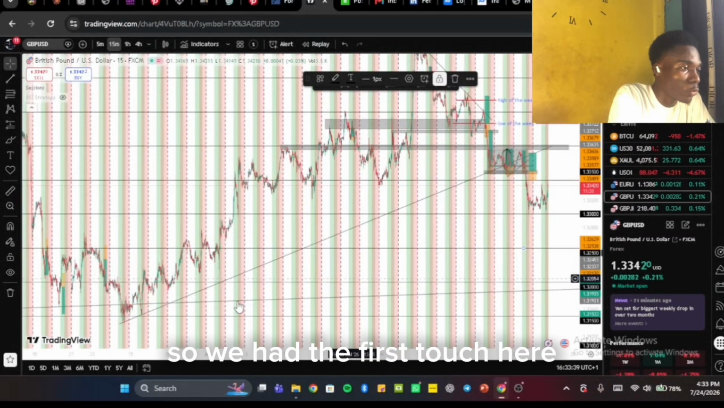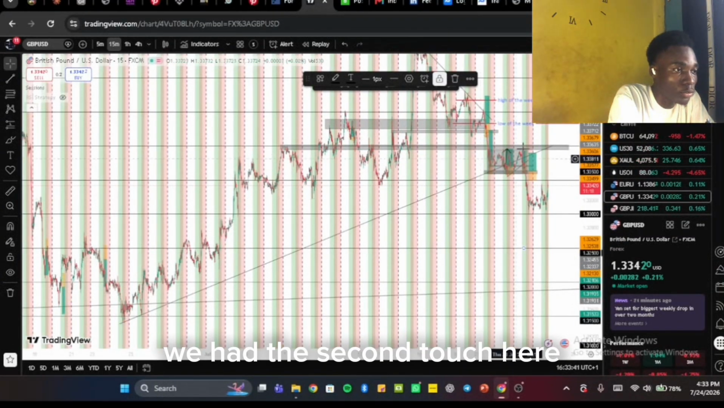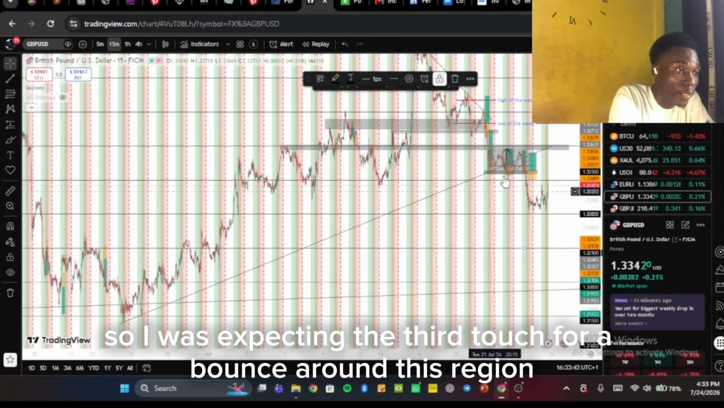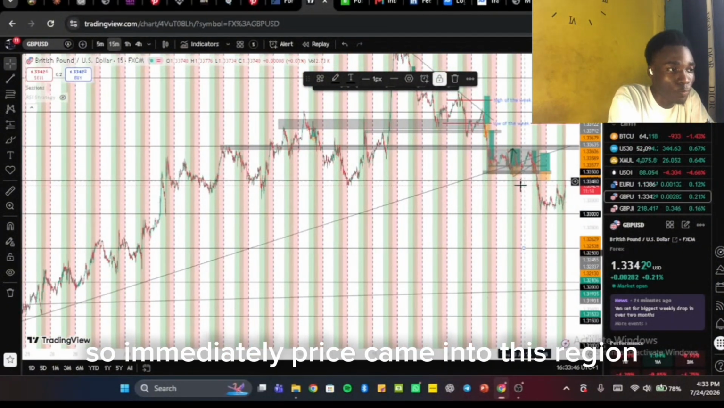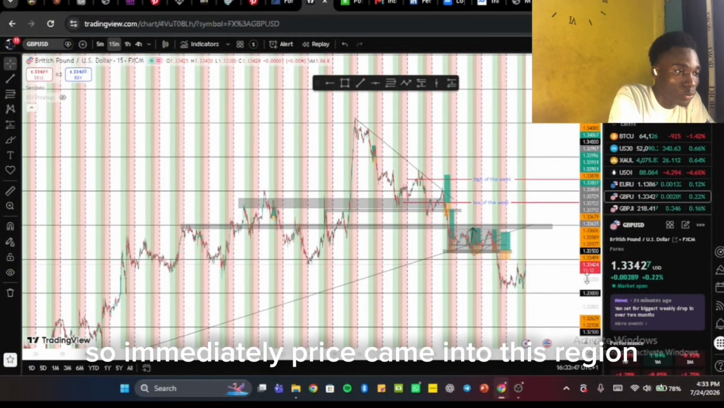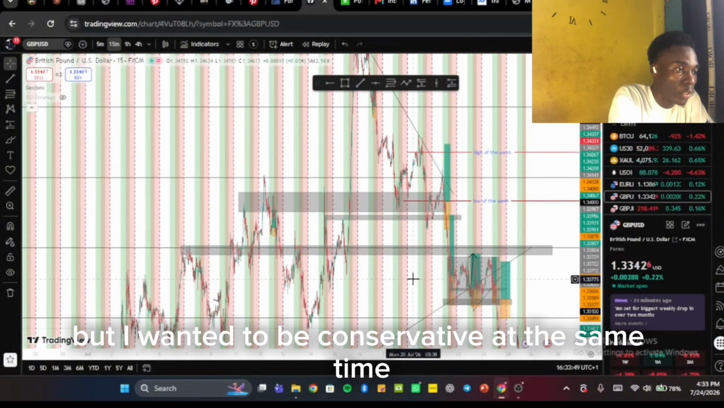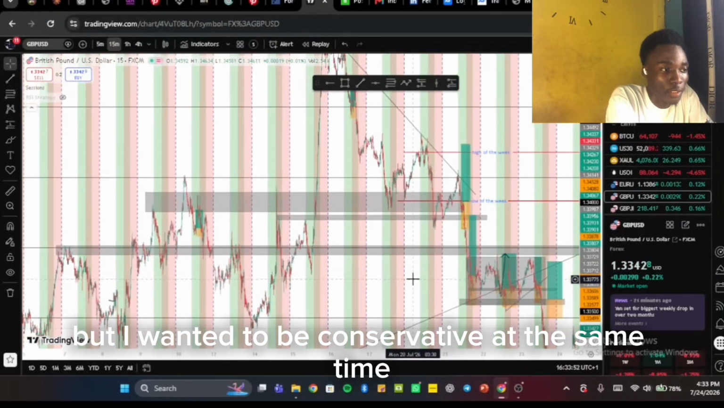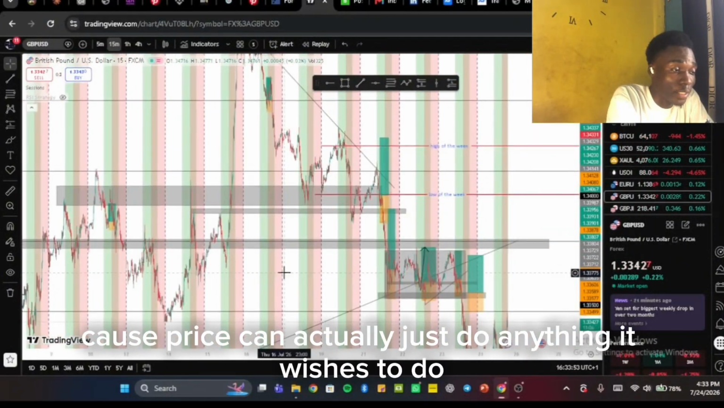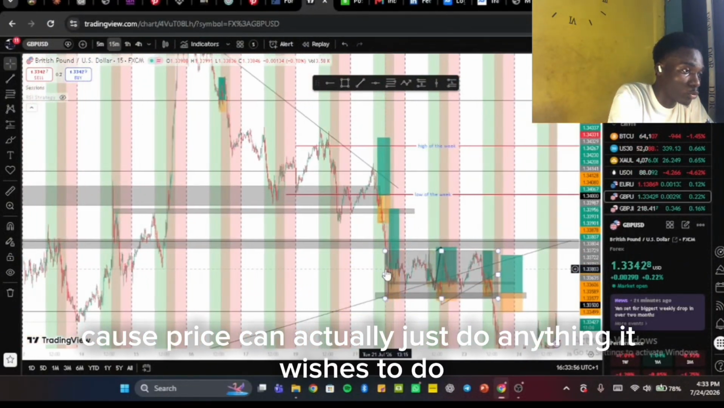So we had the first touch here, we had the second touch here. So I was expecting the third touch for a bounce around this region. Immediately price came into this region, I wanted to go in aggressively, but I wanted to be conservative at the same time, because price can actually just do anything it wishes to do.